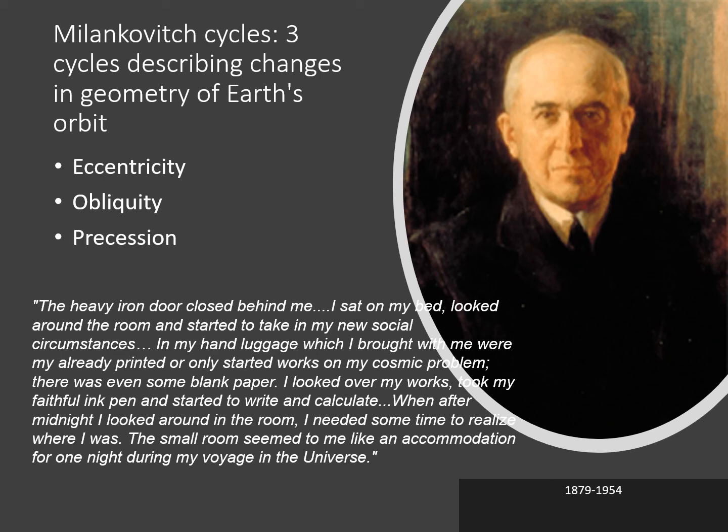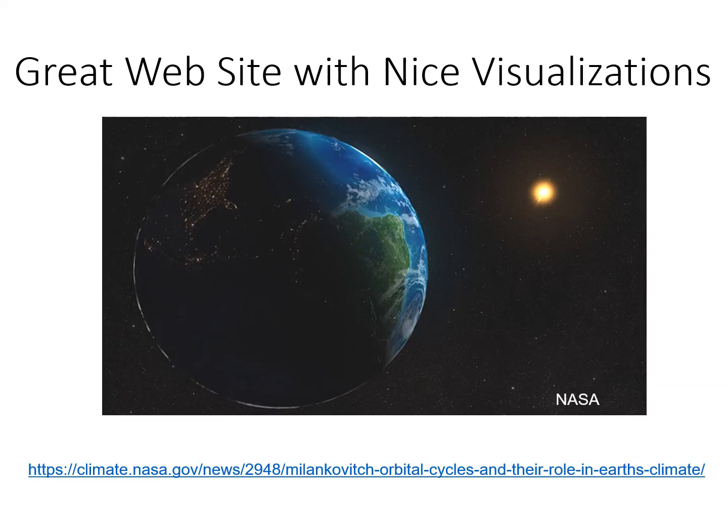Milankovitch's theory describes that there are three variations of the Earth's orbit around the Sun: eccentricity, obliquity, and the precession of the equinoxes. Let's take a look at each one in turn. This NASA website provides an excellent explanation of the Milankovitch theory, as well as some very nice visualizations. This is a great overview of what we're going to talk about next.